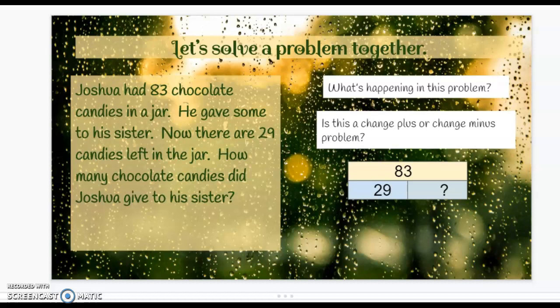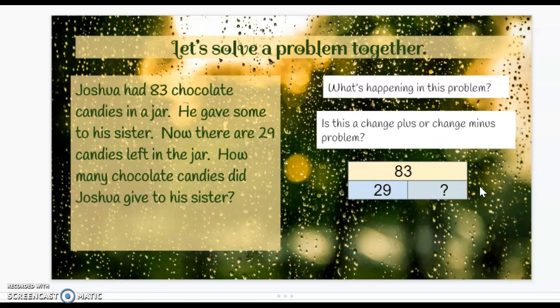So I know he gave some away, which makes it change minus, and I'm thinking about a bar model that would match. I know that he had a total of 83 candies at the beginning, so 83 goes in the top bar. And then he gave some away, but I don't know how many. So I put a question mark in the bottom part. In the other part of the bottom, these two have to total 83, remember. I know that he has 29 left over.